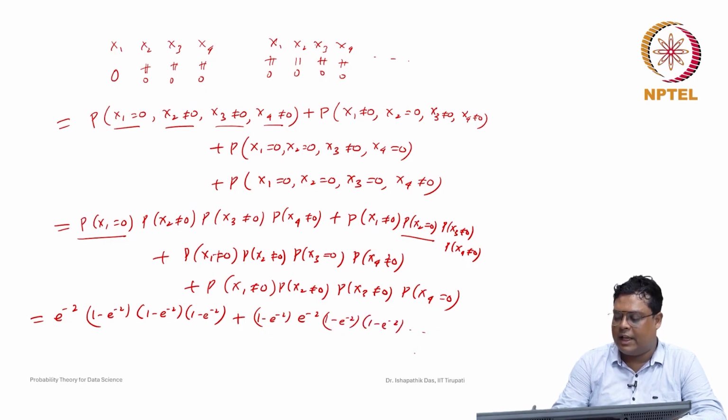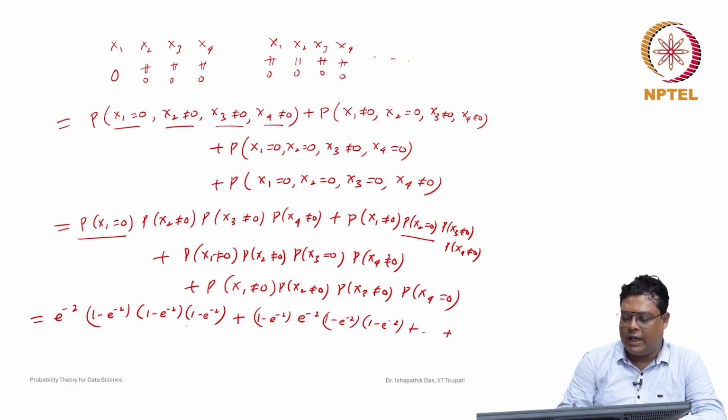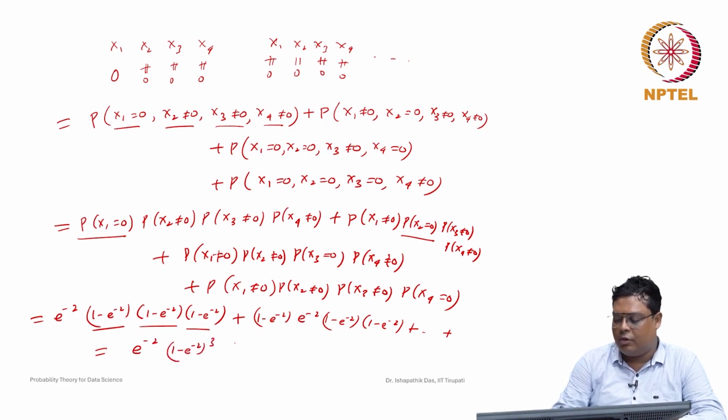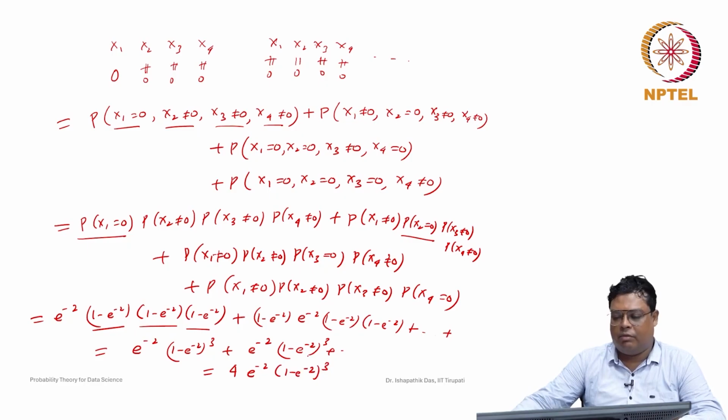Like this we get the same quantity, again plus the same quantity. So basically you can see that this is 3 times this, so e to the power of minus 2 times 1 minus e to the power of minus 2 whole cube. Here also the same, e to the power of minus 2 and 1 minus e to the power of minus 2 whole cube, plus the same, 2 times it is repeated, the same values will come, you can check. Then this will be nothing but 4 e to the power of minus 2 times 1 minus e to the power of minus 2 whole cube. So then we found the value.